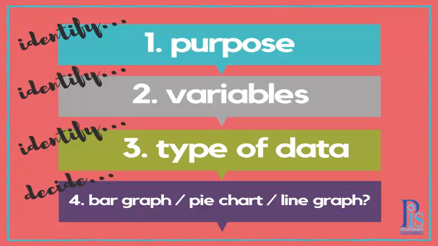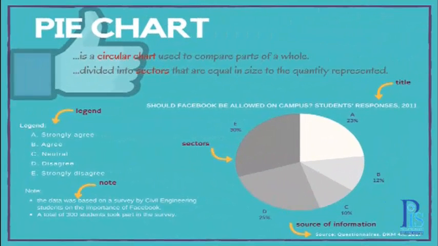Categorical data are grouped into non-overlapping categories such as grade, race, and yes or no response. Bar graphs, line graphs, and pie charts are useful for displaying the categorical data. I will begin with pie chart. What is pie chart? A pie chart is a circular chart used to compare parts of a whole. It is divided into sectors that are equal in size to the quantity represented.